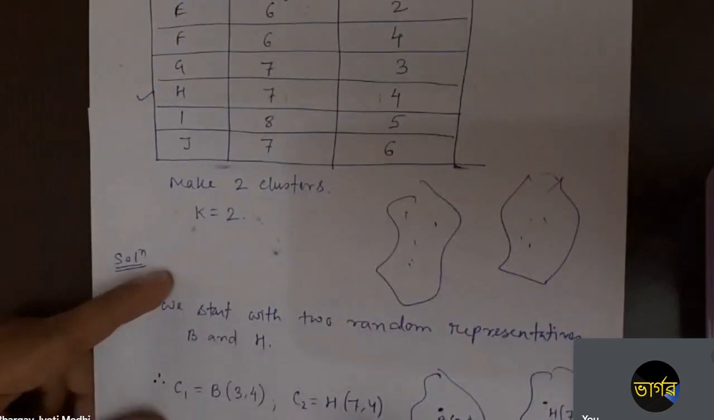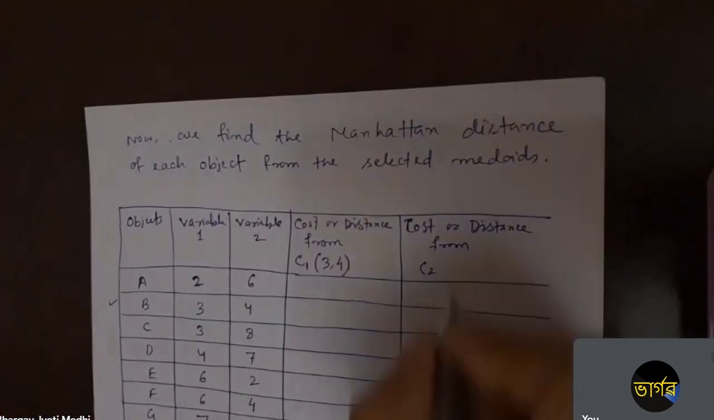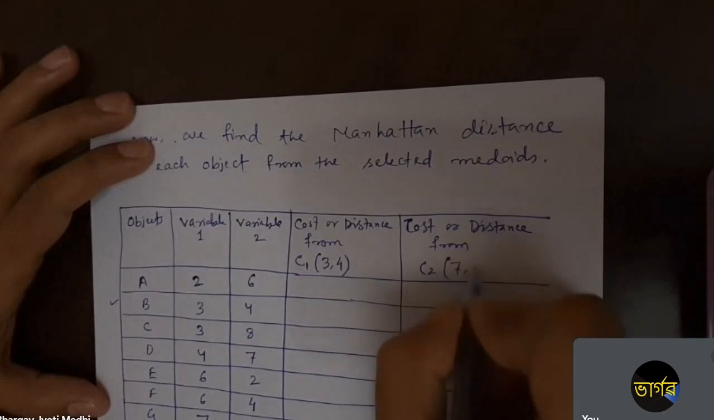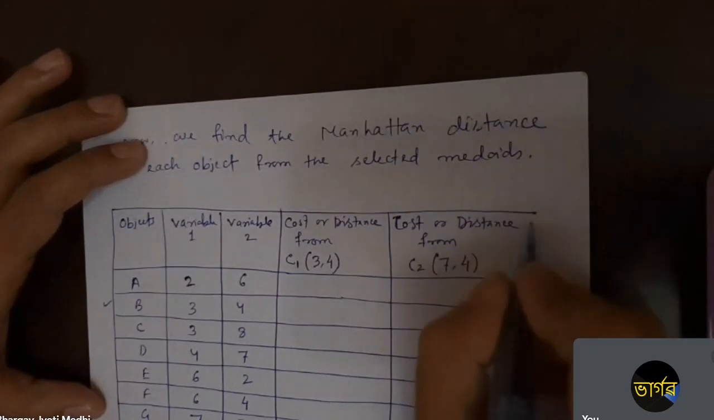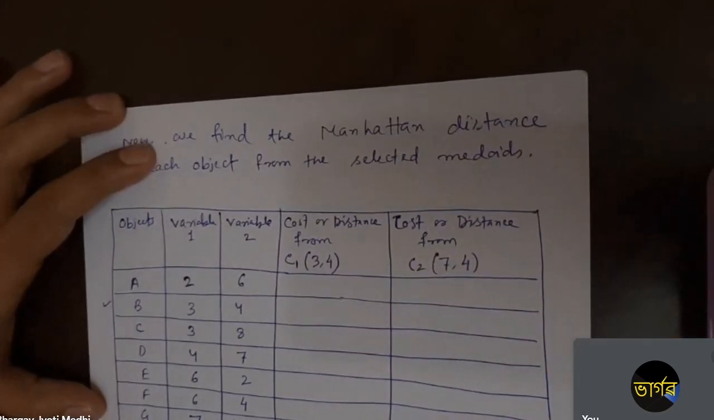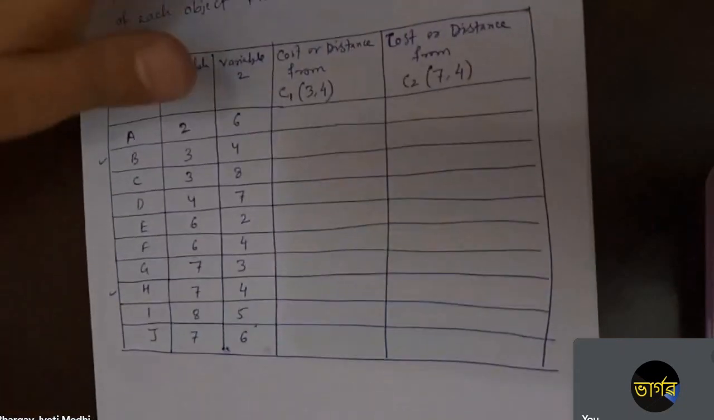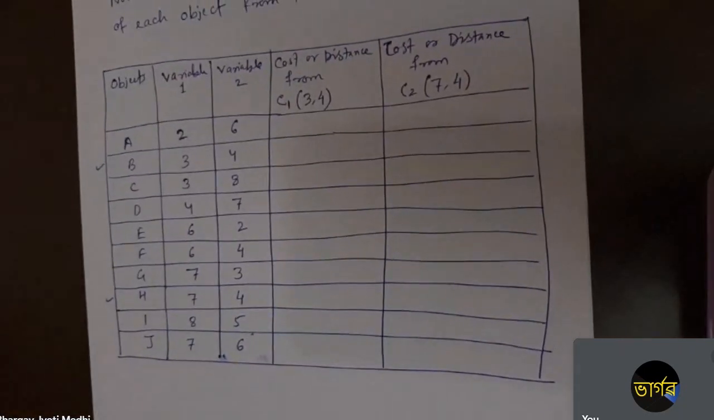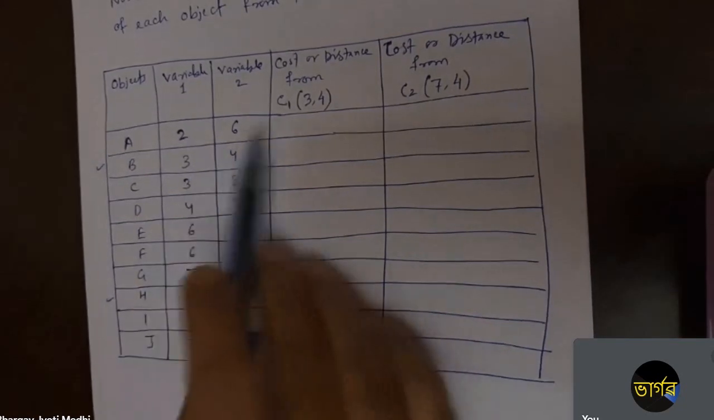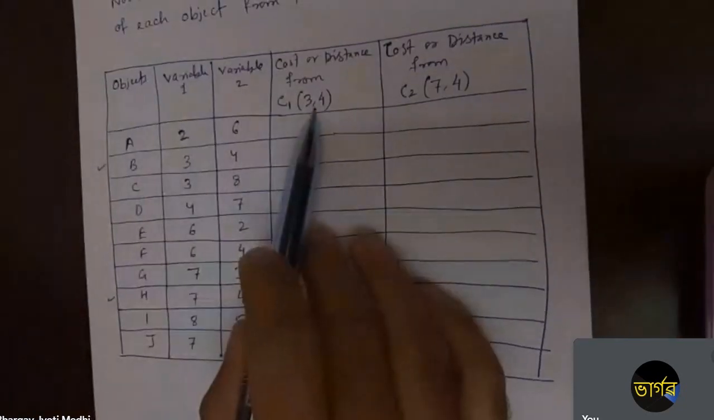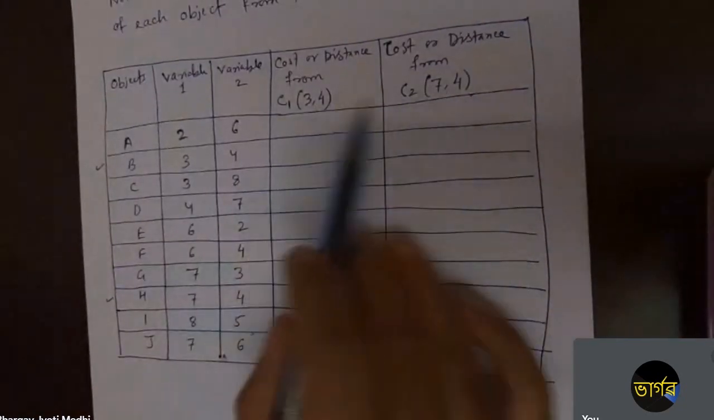So what do we have to do now? All these 10 points, we have to find the distance of each of the points from these two centers, the two medoids. Now when we find the distance, we can take any distance, I am saying again, but in this case we are taking the Manhattan distance.